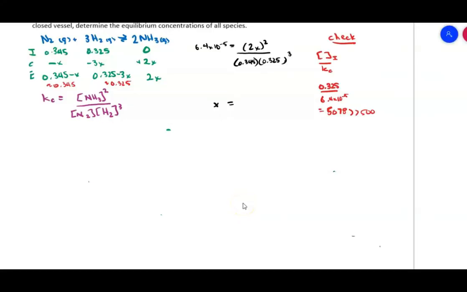I can now take these values and substitute them into my equilibrium expression. Using the approximate concentrations of my reactants, assuming that the change x is not significant, I can get a value of x. And I can see that my change in concentration will be approximately 4.35 times 10 to the negative 4.